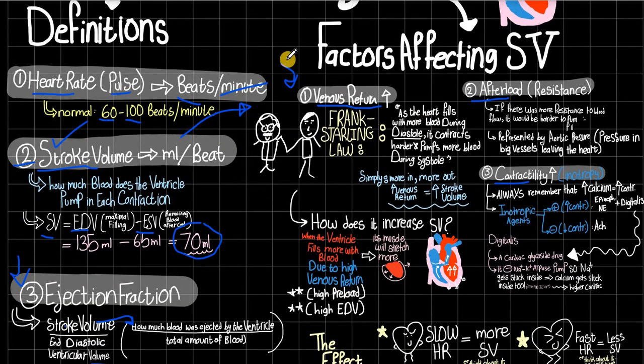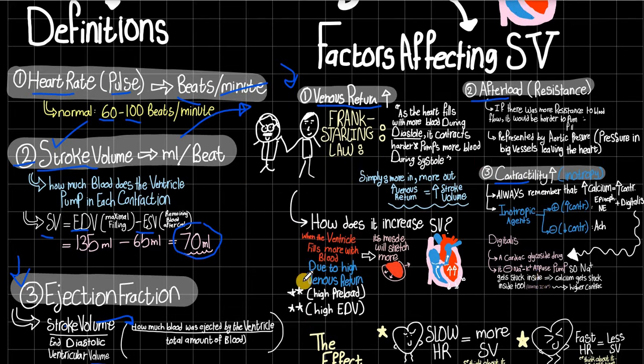So there's a law that's known as Frank-Starling law that explains this relationship. It says that as the heart fills with more blood during diastole, it will contract harder and pump more blood during systole. So more venous return will equal more stroke volume.